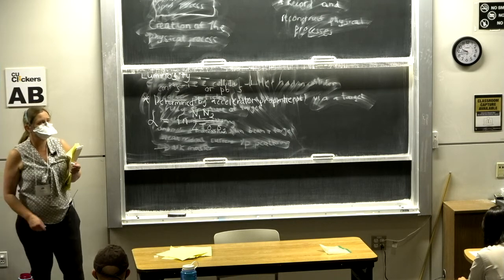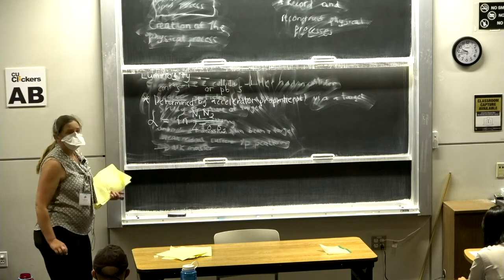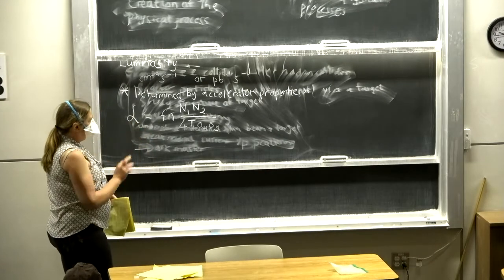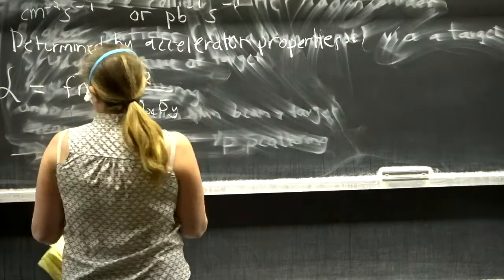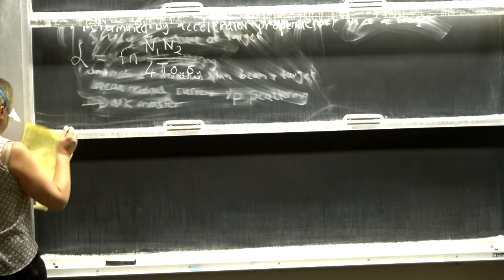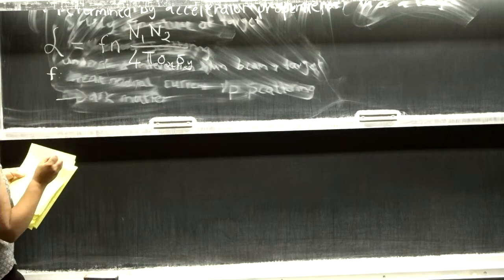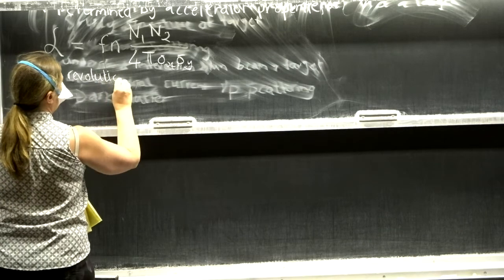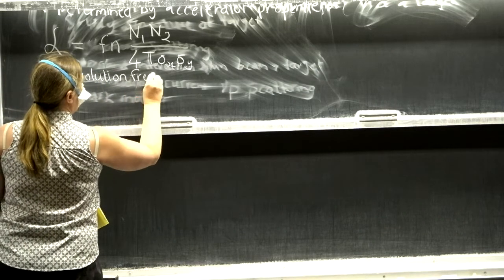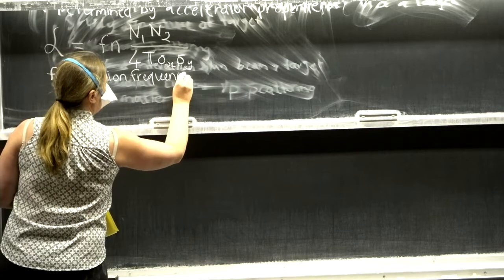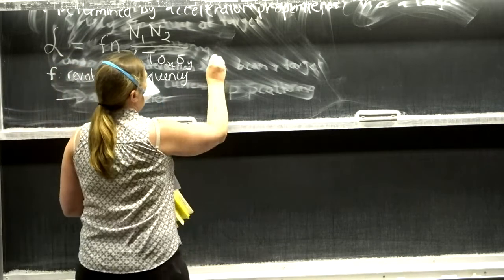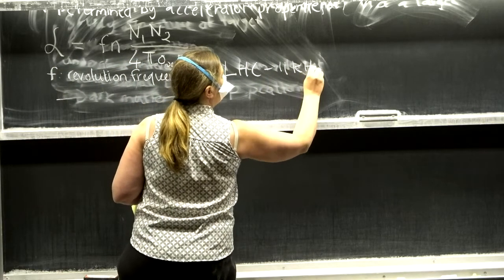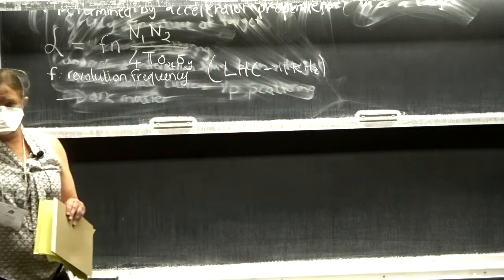Any more? All right, so now I'm actually going to define the formula that I put up here. So we've got L equals F n, N1, N2 over 4 pi sigma x, sigma y. And so here, F is going to be our revolution frequency. As an example, if we think about the LHC, that's going to be 11 kilohertz. This is simply about how fast the particles are going around.